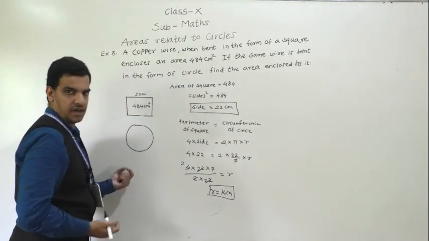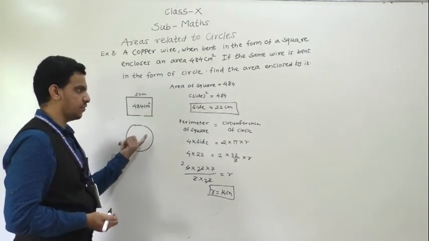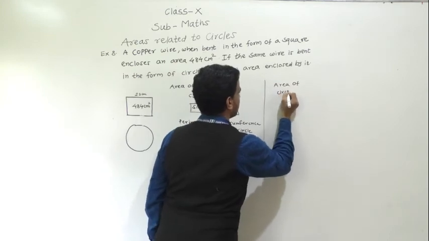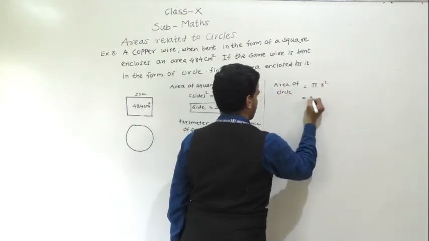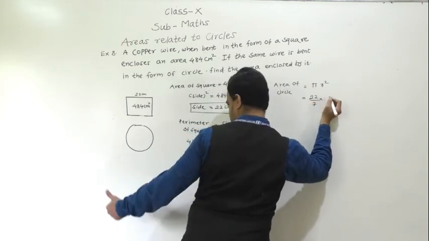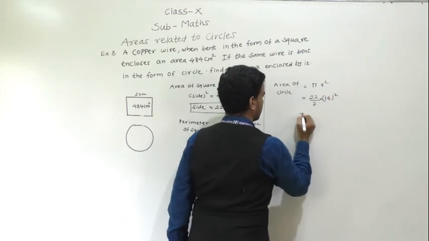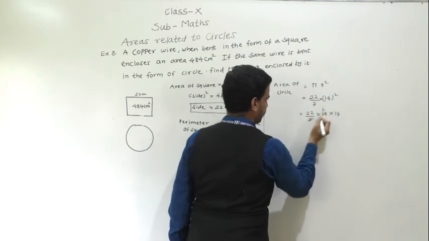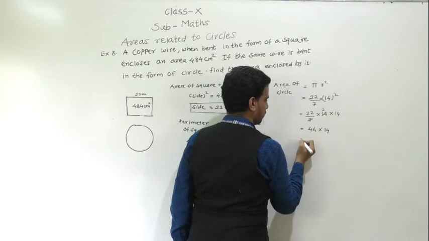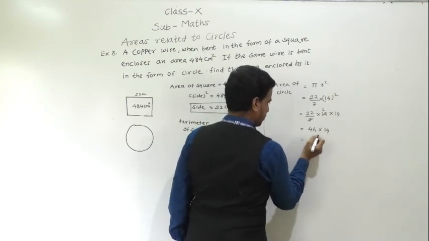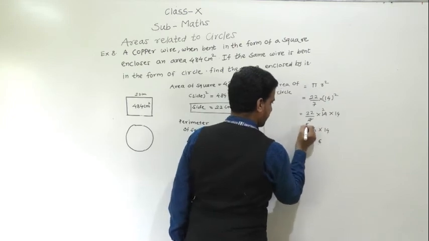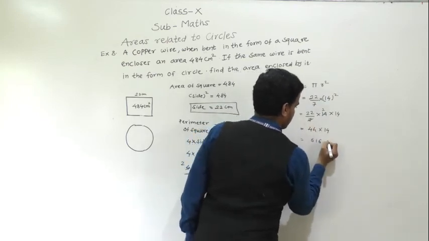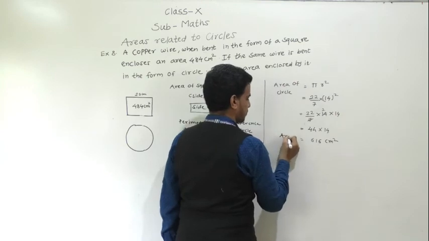Okay, now we will get r. Now by using this r, we can find area of circle. So area of circle is equal to pi r square. So pi 22 by 7, r is 14. So 14 square, that is 22 by 7 into 14 into 14. So 7 2s are 14, 22 2s are 44 into 14. 14 4s are 56, plus 5, 61. So 616 centimeter square, that is area of a circle.